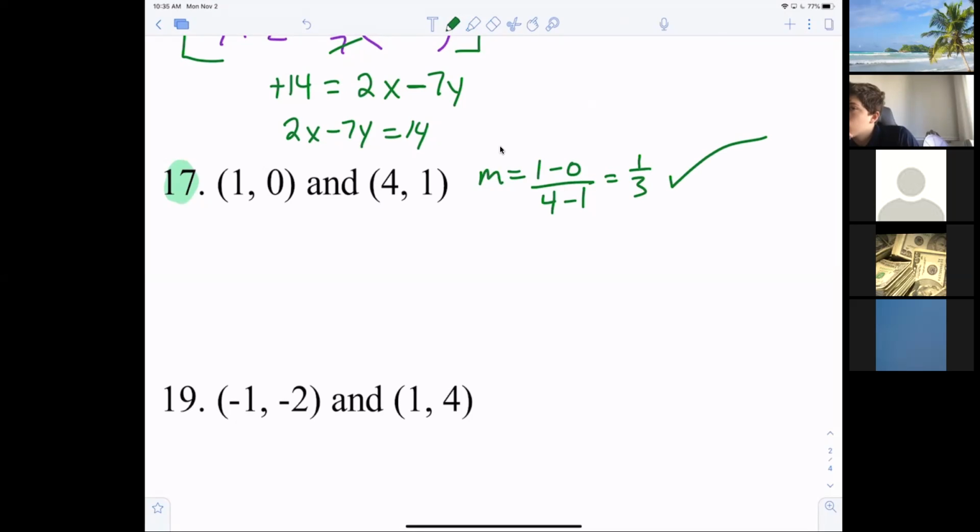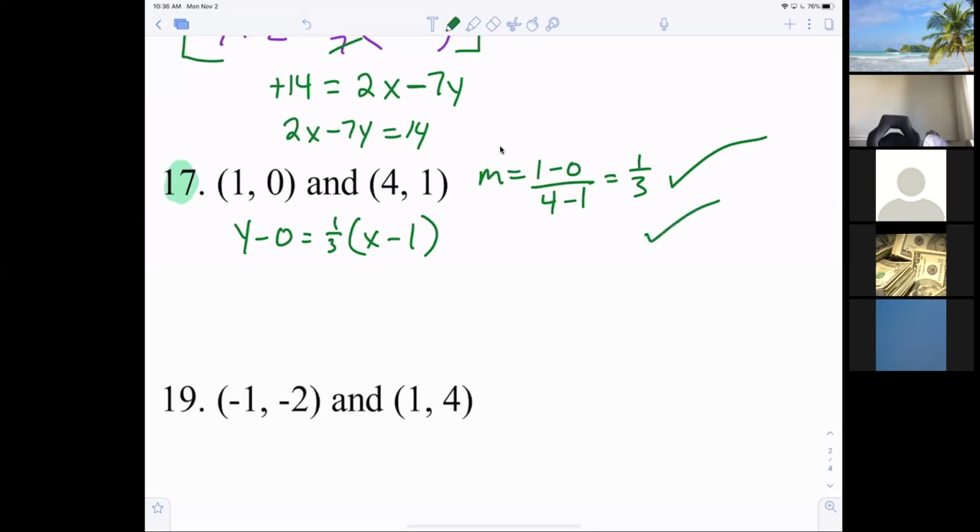10 seconds, write the equation. Go. Okay, the equation: y minus 0 equals 1/3 times x minus 1. Yes, feels good, doesn't it? Well, paying attention constantly does. No whining, just concentrating. Step 2, we're good.